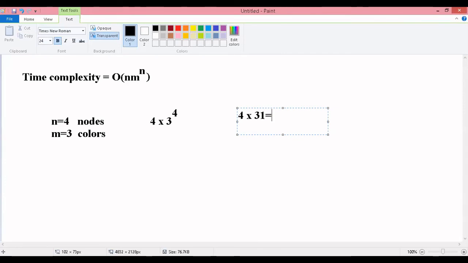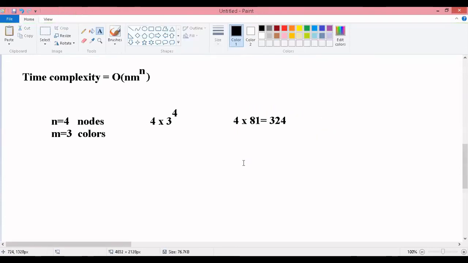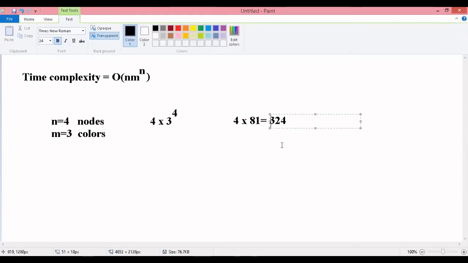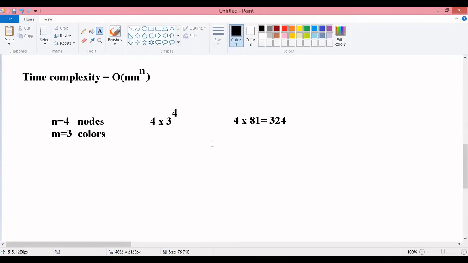That is equal to 4 into 81, which is 324. Now, what is this actually? What is this 324? Actually, it is telling that this graph, which we colored, does 324 comparisons, it seems. I'll tell you how, but understand this first.